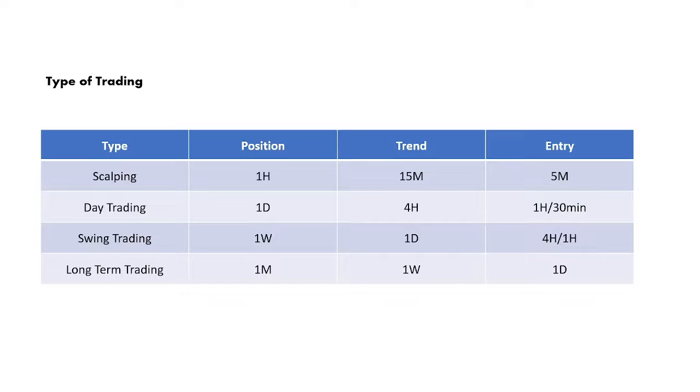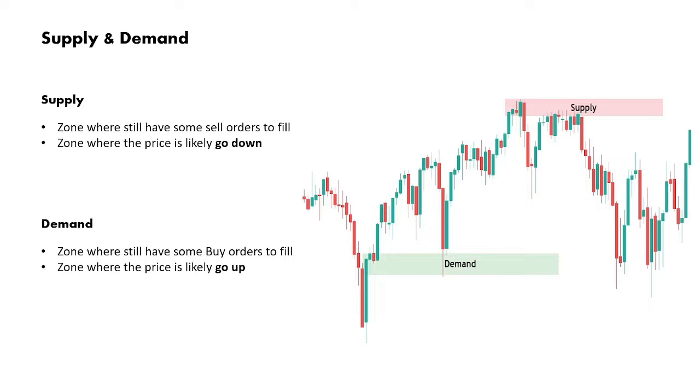So after this, let's jump to supply and demand. Basically, supply and demand are zones where the banks and the institutional players are looking to sell and buy. The supply zone is created because banks and institutional players didn't get all their positions filled.